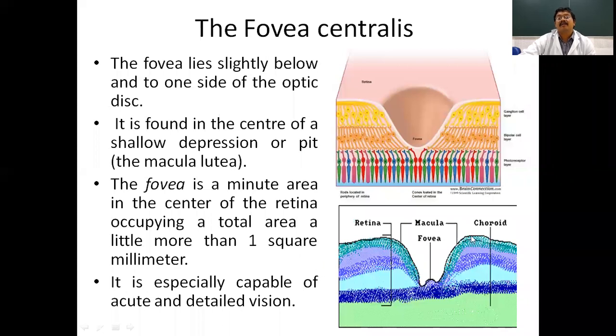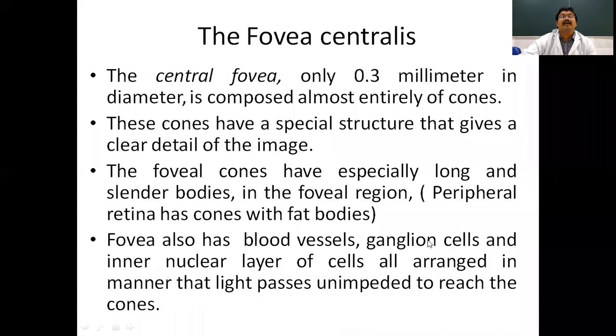This is the fovea, this is the macular region. If you look at the fovea, the central foveola is only 0.3 millimeters in diameter. It is composed almost entirely of cones. These cones are special structures that give a clear, detailed image. The foveal cones are especially long and have slender bodies. The peripheral cones have fatter bodies compared to the foveal zone.